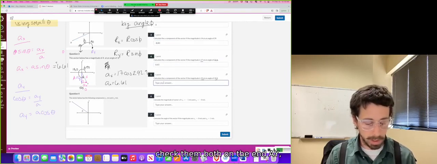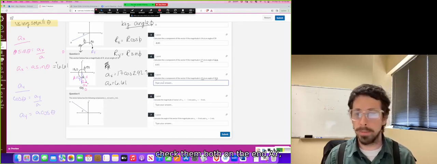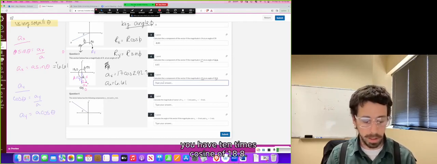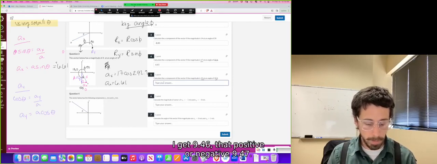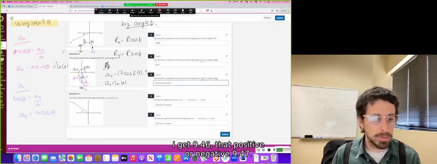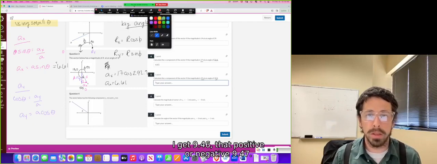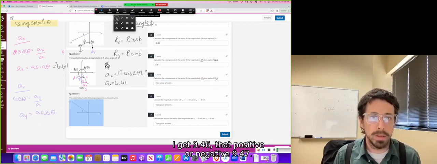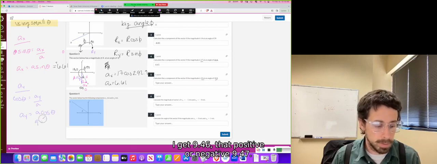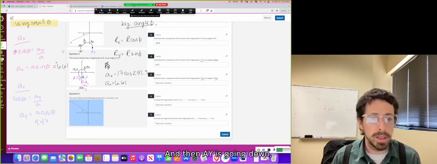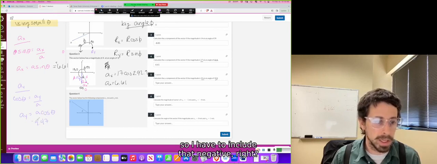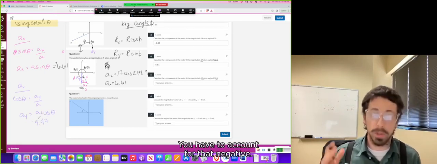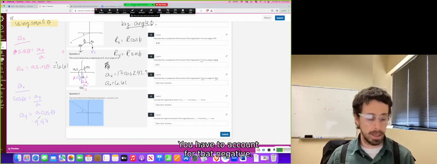All right. Here, might as well just check them both on the end. For AY, you have 10 times cosine of 18.8. All right, I get 9.47. Is that positive or negative? Come on. AY is going down, so I have to include that negative, right? Use that small angle. You have to account for that negative.